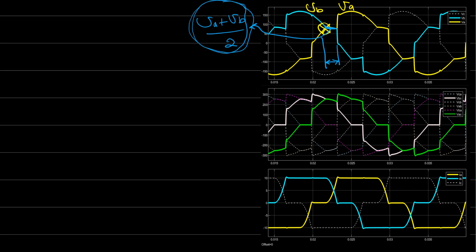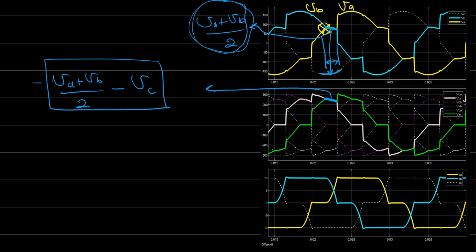Now if you look at this voltage here, the line voltage is equal to how much? It equals this value minus VC. So the voltage here is equal to VA plus VB over 2 minus VC. So this is the output voltage, V out, during the commutation. To find this portion here, we can say that this portion is equal to the line voltage VAC, minus the output voltage at commutation.